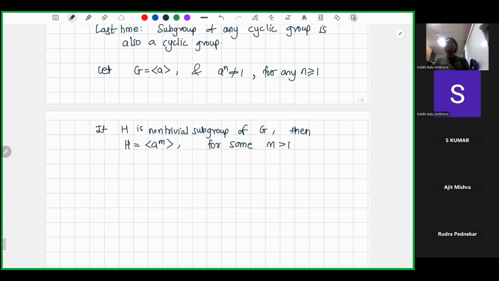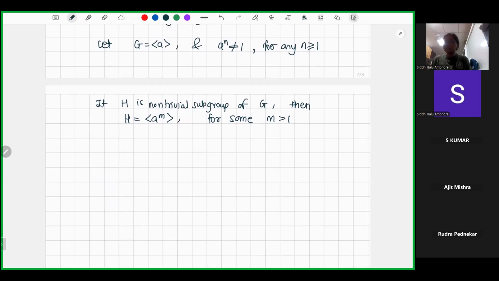We also saw the expression. In order to prove that every subgroup of a cyclic group is cyclic, we started with the m which is least in that H. H is a subgroup of G, so every element of H is of the form a power m for some m, and then we chose the least positive m from that H, and we proved that this a power m itself generates my entire H, and H becomes cyclic. That's what we did last time. So this is a power m for some m greater than 1, and we can assume this m to be least.